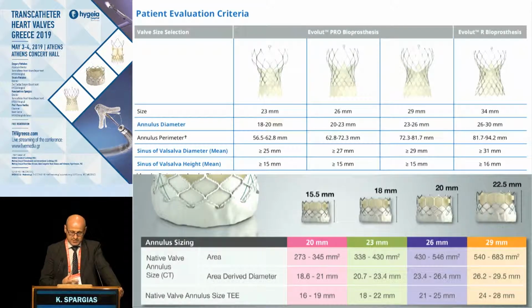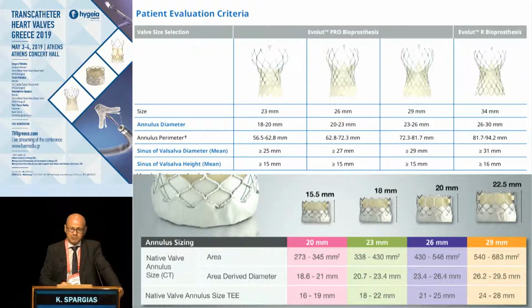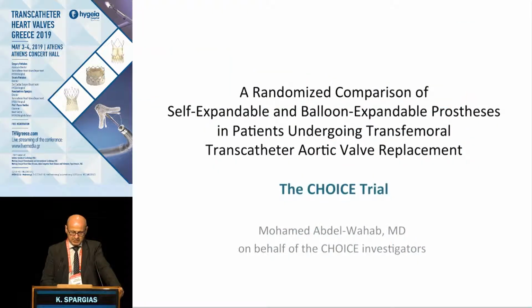So the obvious explanation is that we always oversize the self-expanding valves, as you can see on the tables of use here. So for a 23 annulus, we use a 23 Sapien valve, but we use a 26 Evolut valve if we opt for the Medtronic valve. So this is the obvious explanation. We put larger valves in the same size, so this gives us a larger effective orifice area.